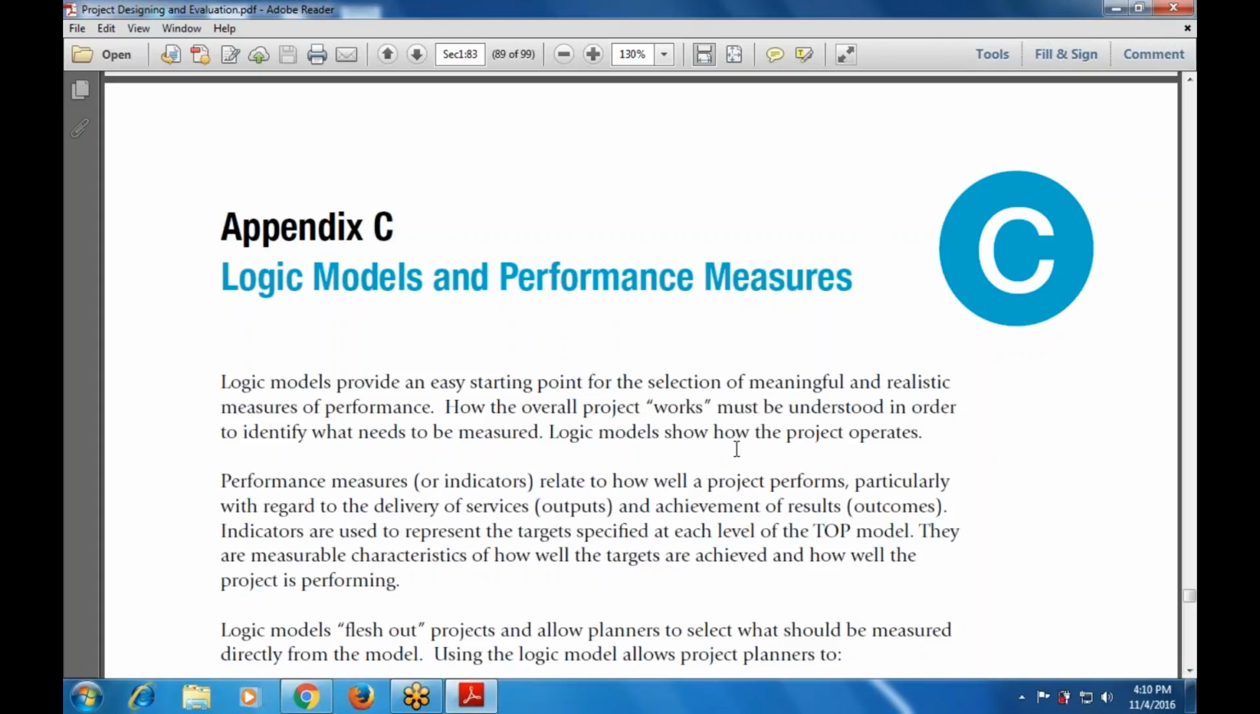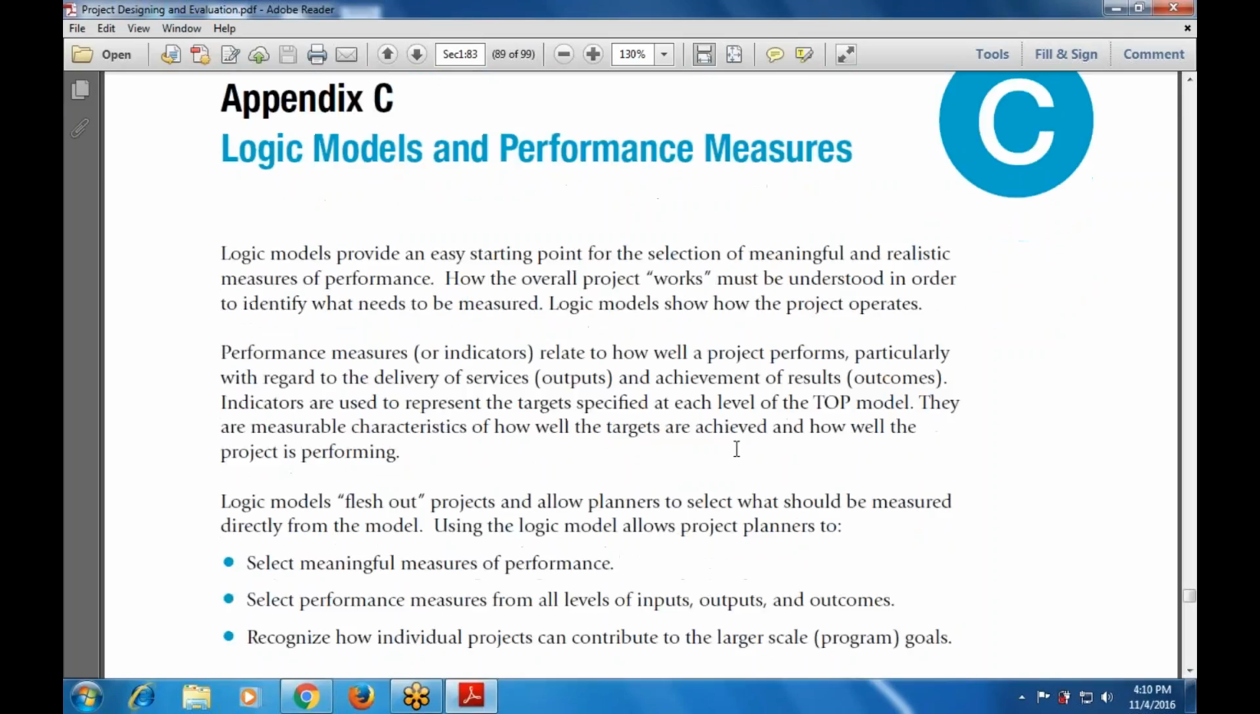So that is the logic model we discussed in Appendix C, and the performance measures, also indicators, relate to how well a project is performing and how well it is defining the activities it performs. We also discussed that the logic model fleshes out the projects, so planners can select what should be measured directly from the model.